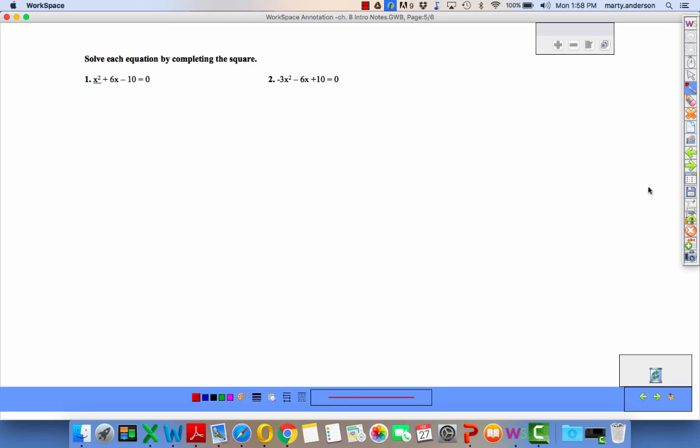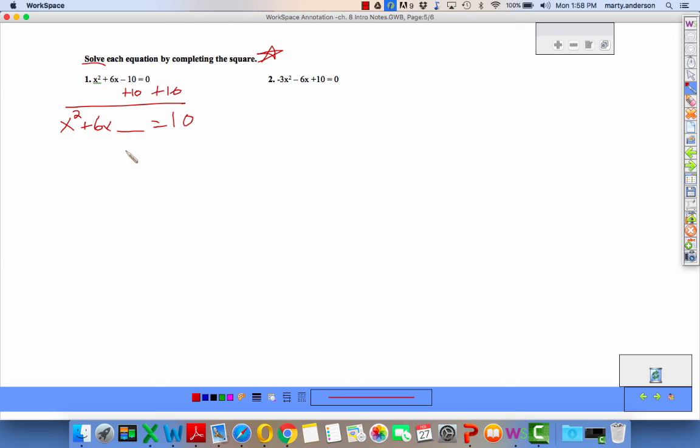Okay, next page. Very similar to what we just did. Now we're going to run it. This one's going to be the key one. I think the first one is pretty simple. It says we're going to solve. So I'm going to go plus 10, plus 10. First thing I'm going to do is get the x terms by themselves, leaving a blank, equals 10.